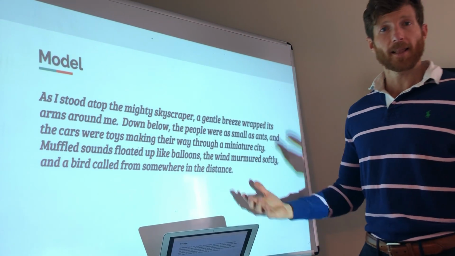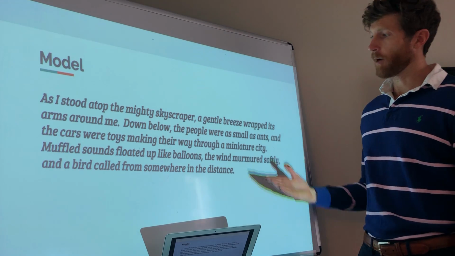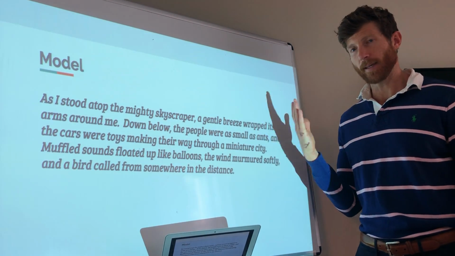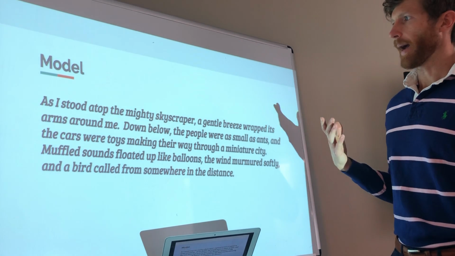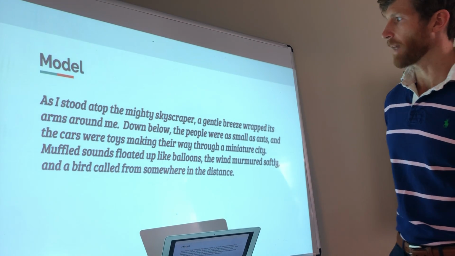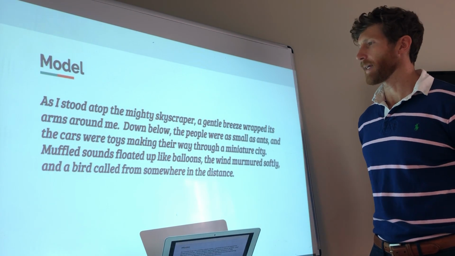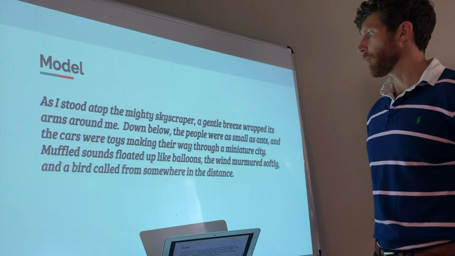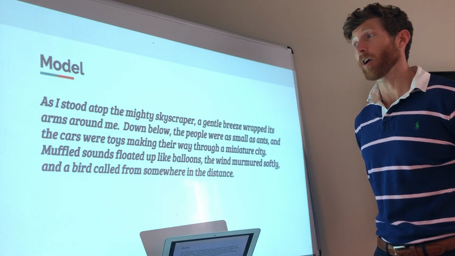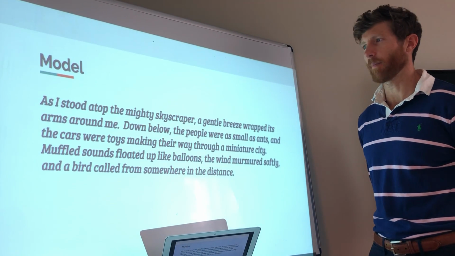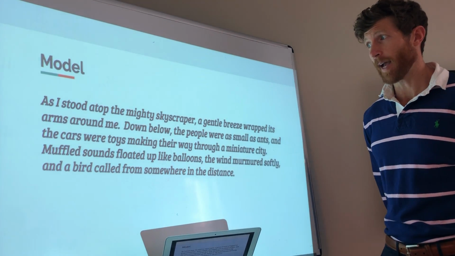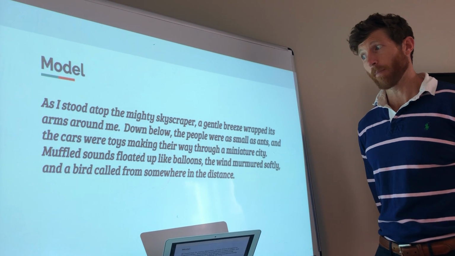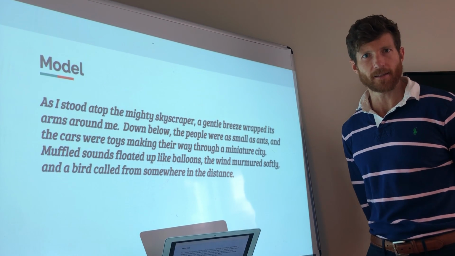All right, so let's take a look at the model. I'm going to read. I want you guys to read along with me as I read out loud. As I stood atop the mighty skyscraper, a gentle breeze wrapped its arms around me. Down below, the people were as small as ants, and the cars were toys making their way through a miniature city. Muffled sounds floated up like balloons. The wind murmured softly, and a bird called from somewhere in the distance.